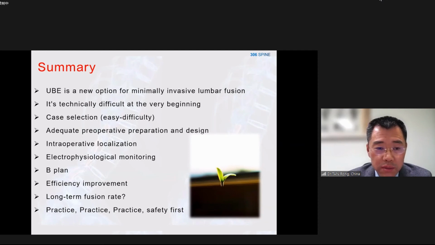And also, in every case, when you start using this technique, always have a plan B, like a microscope or MIS-TLIF. So the efficiency will improve. What I worry about is the long-term fusion rate. Maybe we should use more bone graft and practice. I think it is a very good technique for you. Anyway, safety is first.